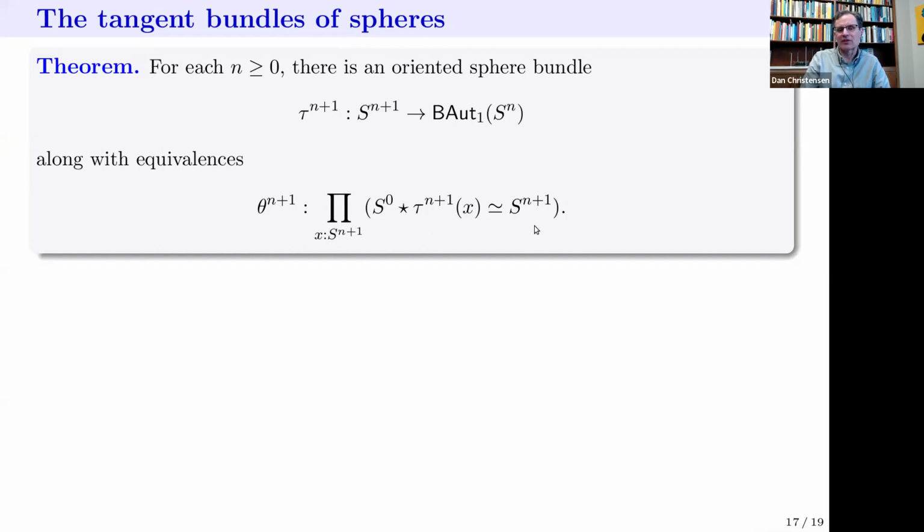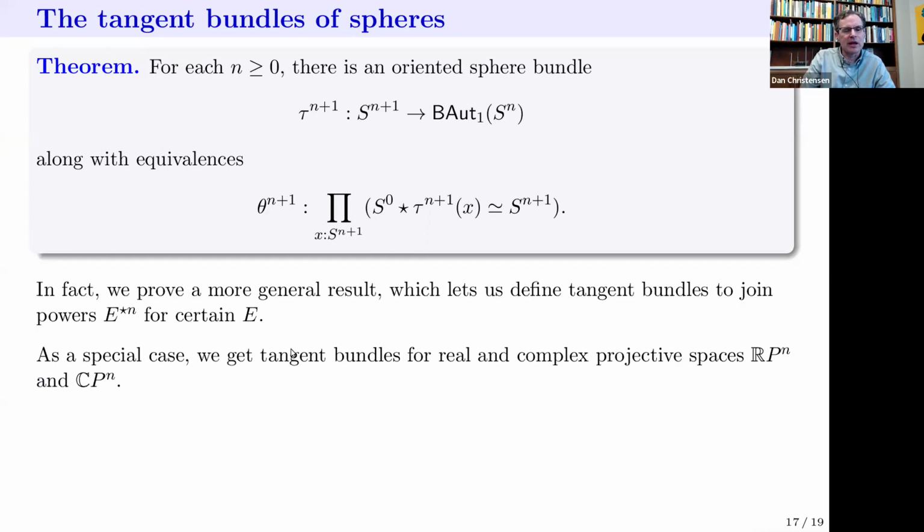And geometrically, this is exactly what happens for the tangent bundle to the spheres, because they can be embedded in ambient Euclidean space. And you can see this very directly. We do this, partly because it's a verification that we have the right bundle, but we also need it as an inductive hypothesis to do the construction. We actually prove something more general. For certain types E, we show that their join powers have things that we call tangent bundles.